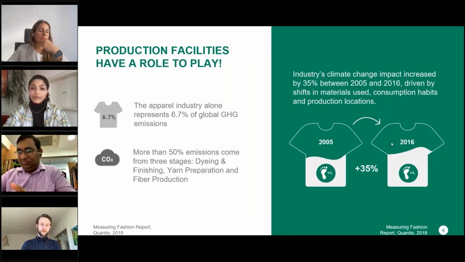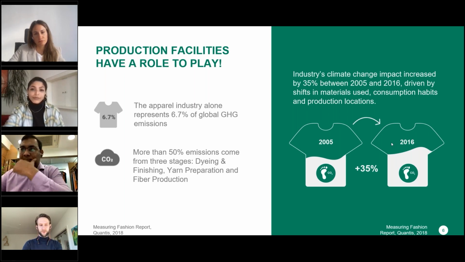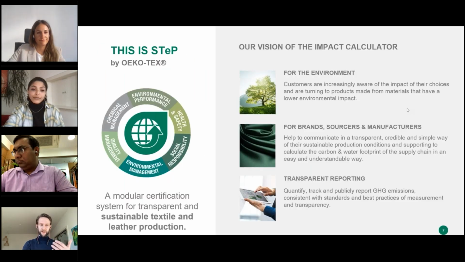Therefore, we see the need, as mentioned, to promote facilities to take actions, to take responsibility, and be part of the roadmap, in order to decrease the global greenhouse gas emissions, which are roughly 7% coming from the apparel industry. And most of us are already aware that there are certain processes which are harmful to the environment and which might need more efficient measures, for example. And with the STEP certification, we already have a tool and a service in place which helps and supports producers to act and to also measure their status quo, for example, in regard to environmental performance.